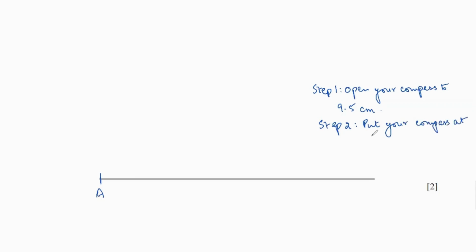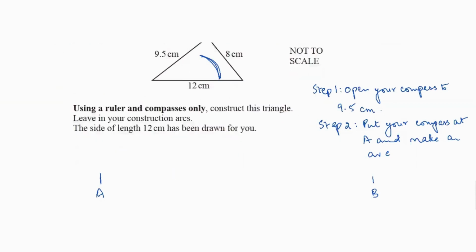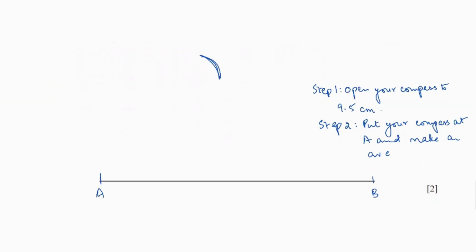Compass at A, and make an arc. So what you will do is, once you've put your compass over here, you will make an arc over here from this point. And then we will repeat the same steps from point P over here. But this time our distance that the compass is open to is going to be 8 centimeters, not 9.5.